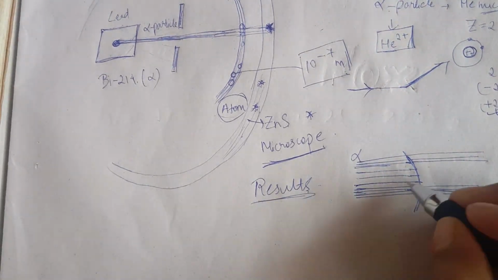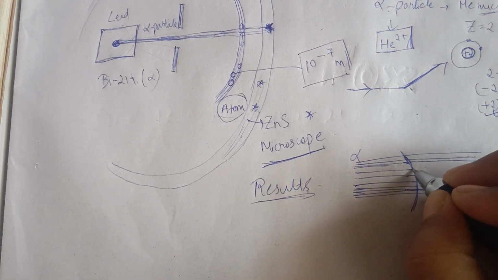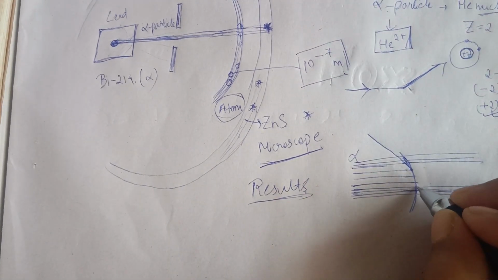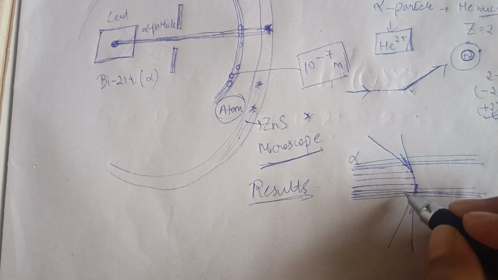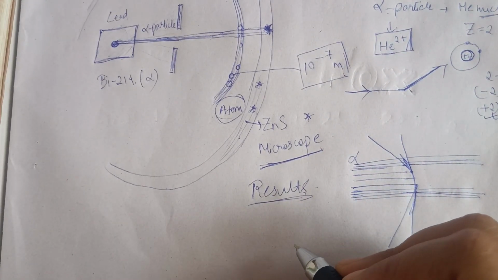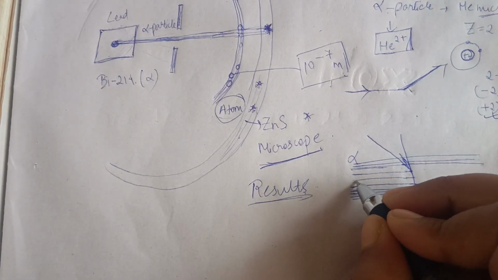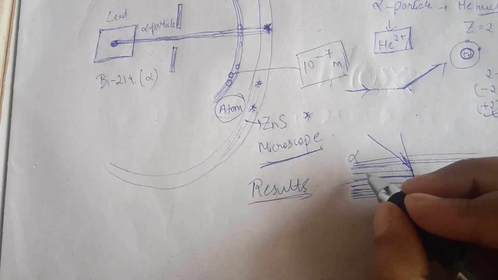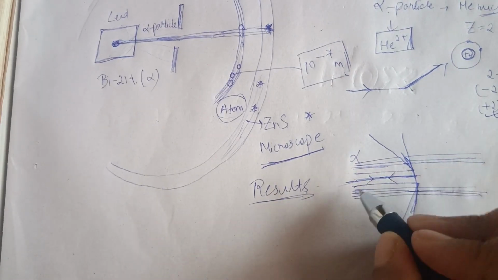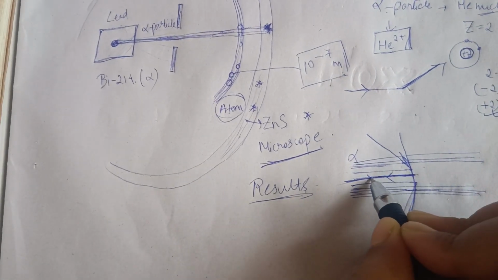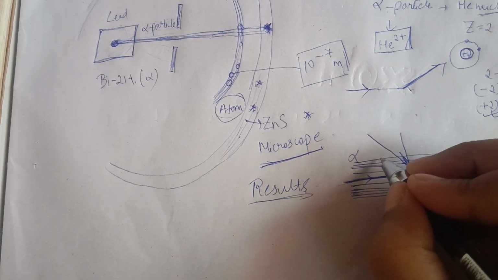Very few alpha particles, around 1 in 8,000, were deflected by small angles, like this. And very few, about 1 in a million maybe, were actually deflected back. That is, they followed the same path by which they had come, like this. They struck the gold foil and returned back. So this is what happened.